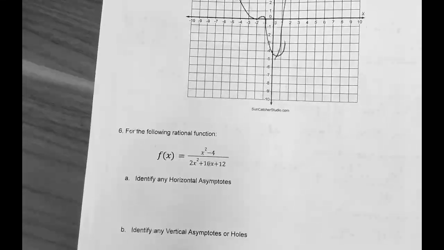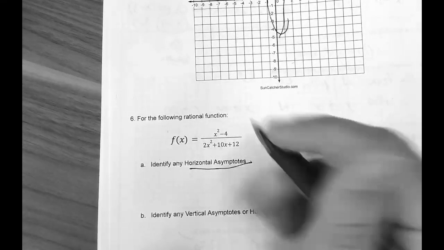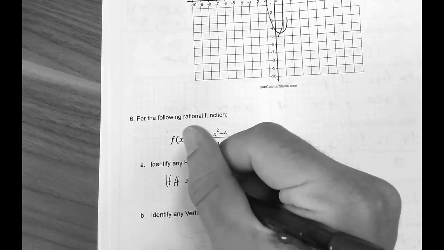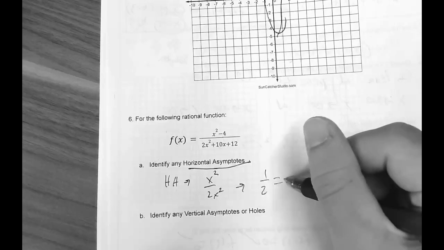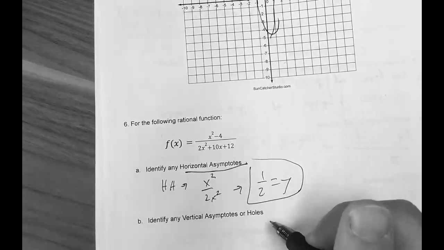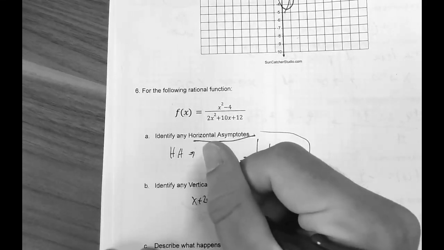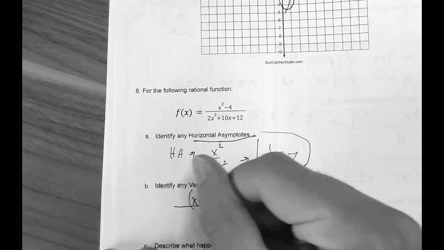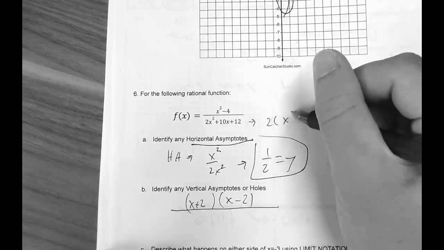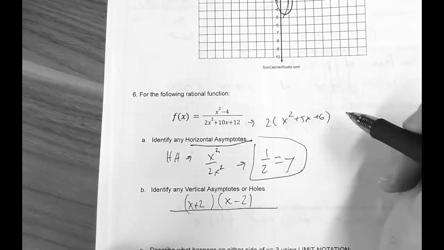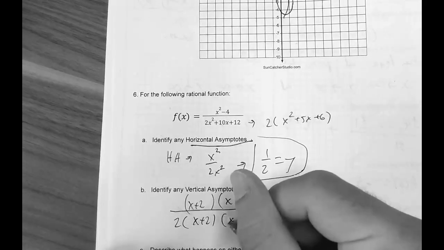For the rational function, identify any horizontal asymptotes. Again, for horizontal asymptotes, you want to look at the degree. Since the degree at the top and the bottom are the same, we have a horizontal asymptote at x squared over 2x squared, which is 1 over 2. Identify any vertical asymptotes or holes, so we need to factor the top and bottom. At the top, we're going to get x plus 2 and x minus 2. And on the bottom, first we can factor that as 2x squared plus 5x plus 6, which is the same as 2x plus 2 and x plus 3.